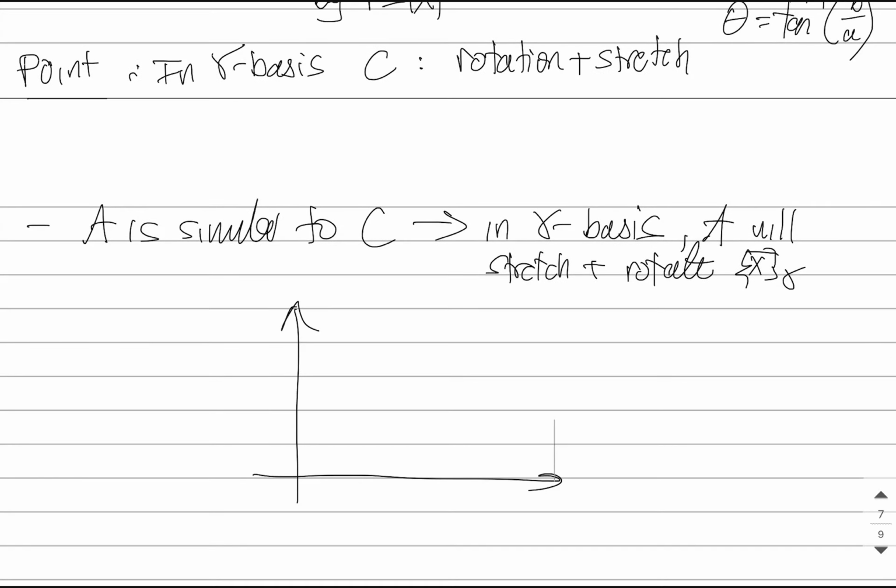If I give you some vector here in this gamma basis, and if I apply C, there's going to be a rotation by some angle theta. So I'll get it to there. If there was no stretch, I would end up there. And then there will be a stretch. So I will stretch by some factor there. R times this rotation times my original vector.